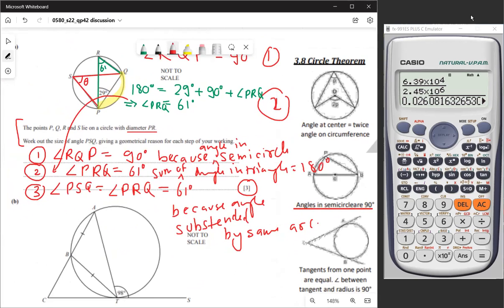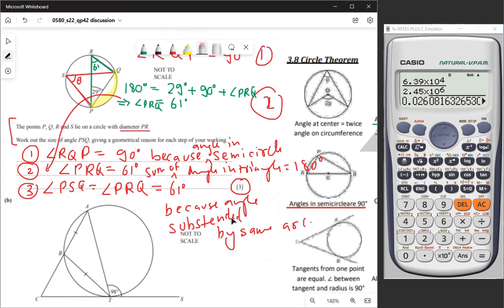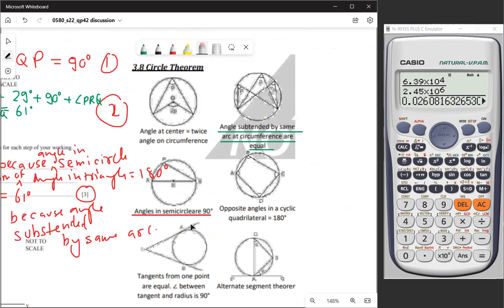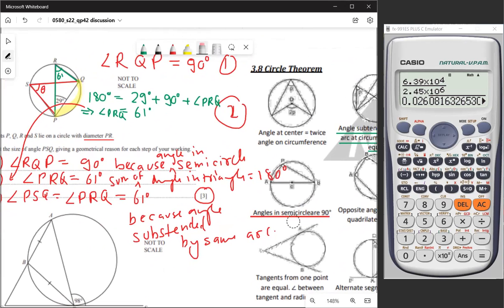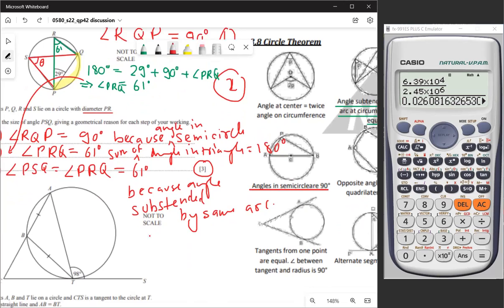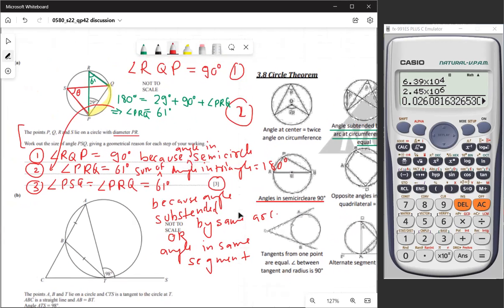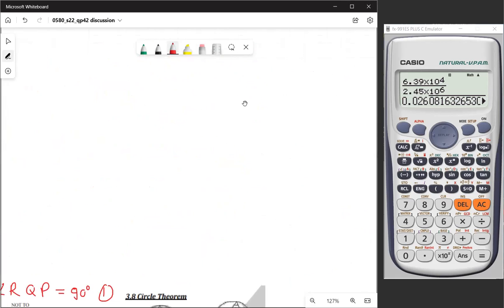Or you can also say, instead of saying subtended by same arc, angle in same segment, which means the same thing. Do you know what a segment is? Is it like the same area? No.